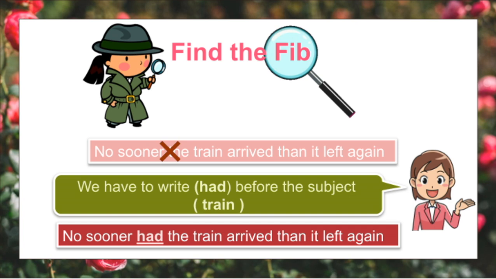The key takeaway is that when you're using no sooner, then, in past perfect constructions, always remember to include had right before the subject. This not only makes your sentence grammatically correct, but also clearly shows the sequence of events. And finally, I want to challenge you to find the fib here, meaning, identify which part might be incorrect or misleading. It's a good way to reinforce your understanding of this structure.